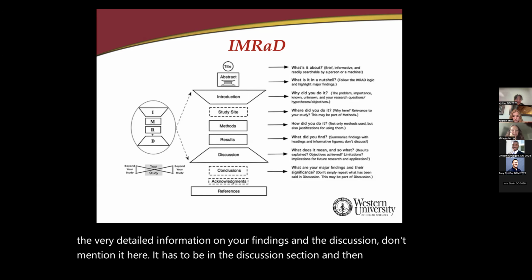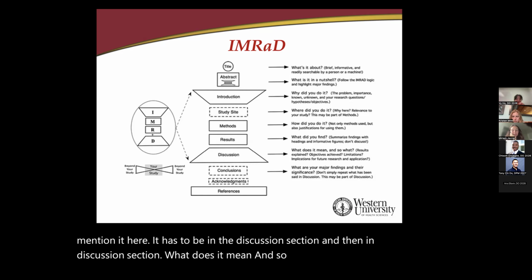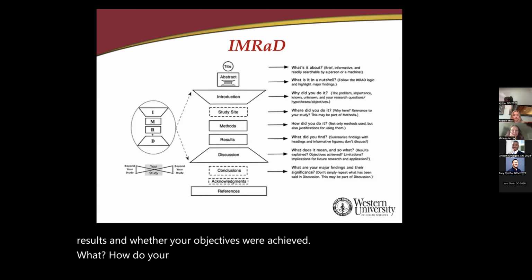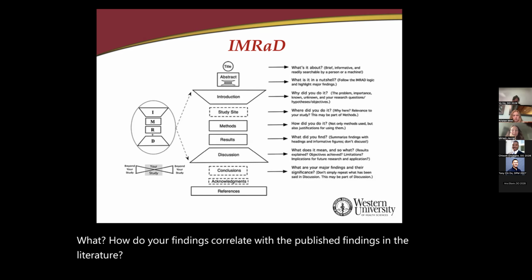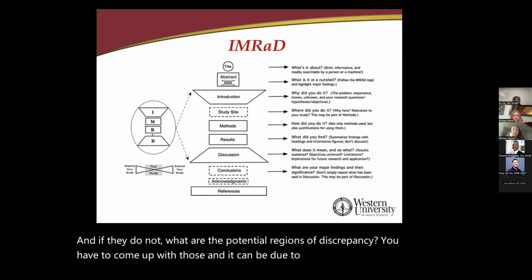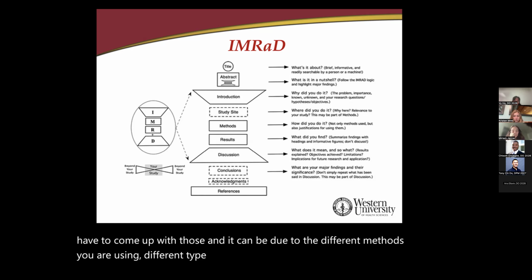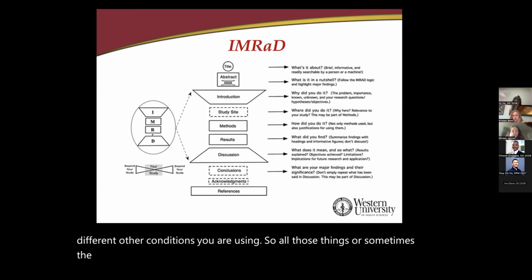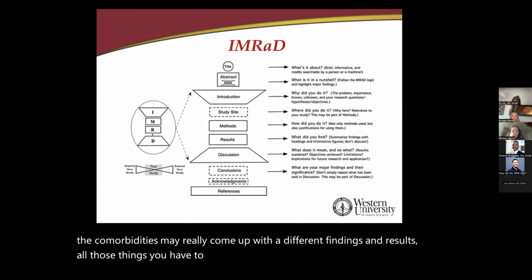And then in the discussion section, what does it mean? And so what? Explain your results and whether your objectives were achieved. How do your findings correlate with the published findings in the literature? And if they do not, what are the potential reasons for discrepancy? You have to come up with those. It can be due to the different methods you are using, different types of patient populations, and other different conditions. Sometimes comorbidities may really come up with different findings and results. So all those things you have to explain in the discussion section.